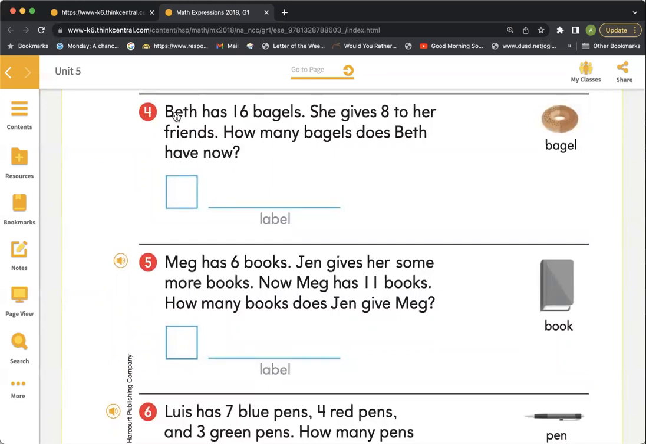Okay, let's reread it again and make sense. Beth has 16 bagels. She gives 8 to her friends. How many bagels does she have now? So we're starting off with 16. She gives away 8 to her friends. So set up your equation over here. We're trying to figure out how many she has left after she's given some away. Set up your equation, solve. The number goes here and your label is bagel. So you're going to write the word bagel right there.